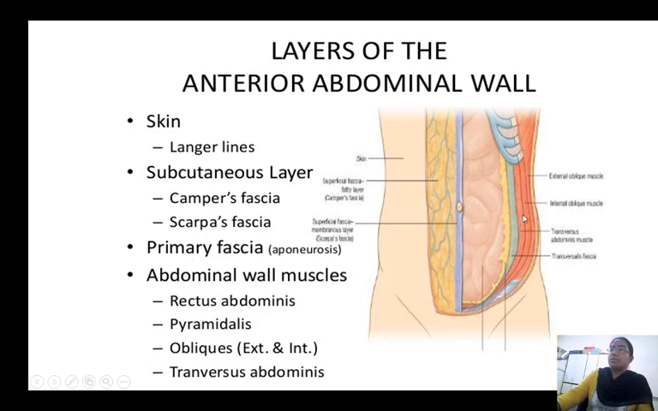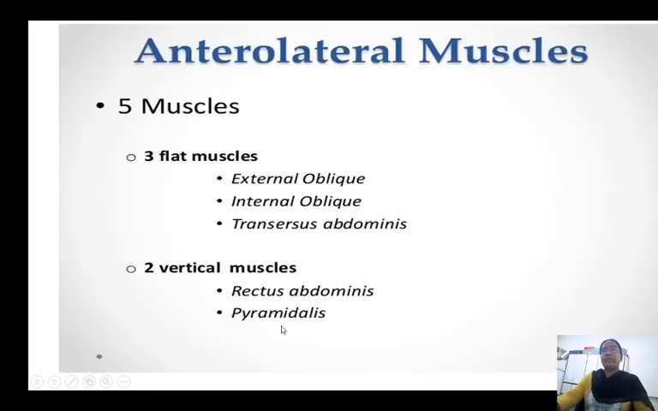The abdominal muscles include the rectus abdominis in the center, along with the pyramidalis. There are two obliques at the anterolateral part: one is external oblique, one more is internal oblique, along with transversus abdominis. So today's class is about the anterolateral muscles.